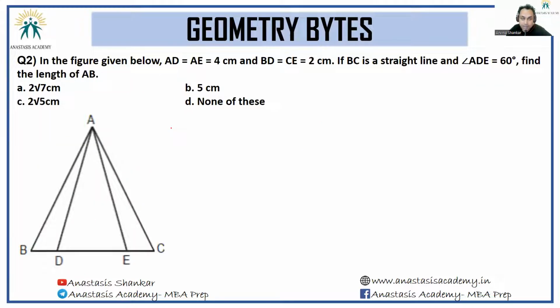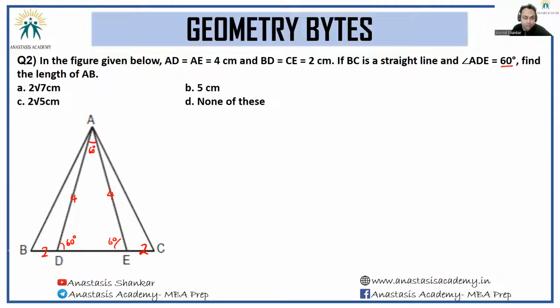Next, in the given figure below, AD is equal to AE is equal to 4. Okay, so this is 4. This is also 4. And BD is equal to CE is equal to 2. Okay, this is 2. This is 2. If BC is a straight line, okay, an angle ADE is equal to 60 degree. So if this is 60 and AD was equal to AE, this will also be 60, which would mean this angle is also 60. Cool.